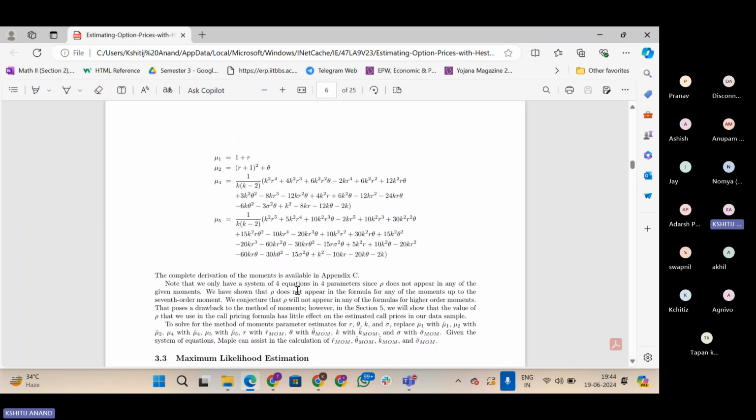Okay. So let us discuss the code for this part. This part is used for calibration. From here you can get the value of r, k, theta, and sigma. So this is calculated from the historical data. Let us see how we do it, and then you will understand.